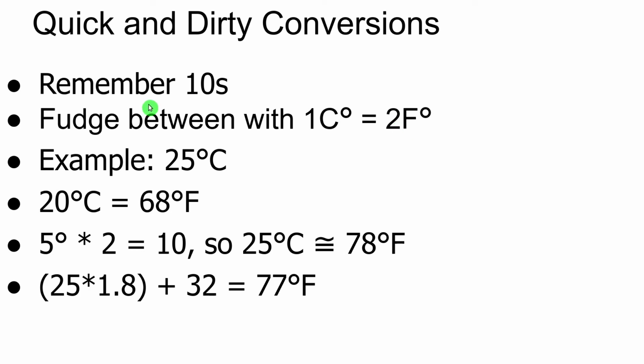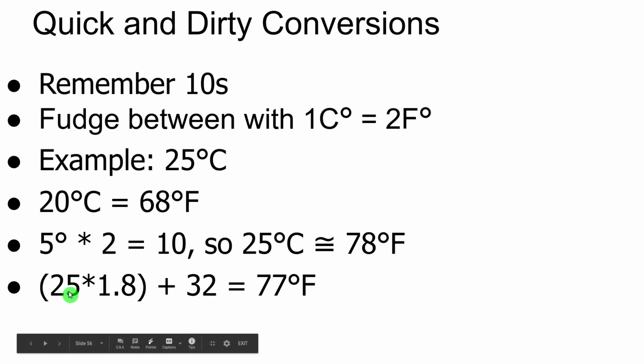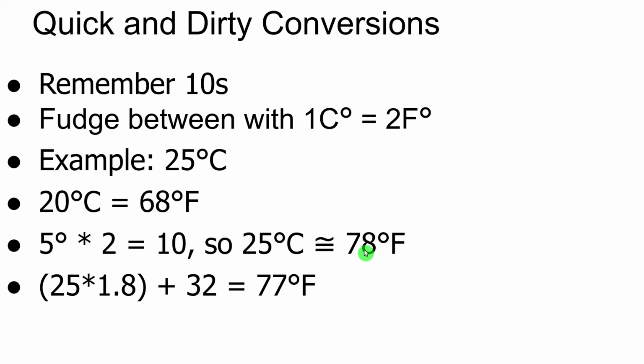And it's pretty close. So here's the actual formula. 25 Celsius times 1.8 plus 32 gets you 77 degrees. So our quick and dirty was 78. The actual answer is 77 exactly. But again, because the question was an integer, the answer is an integer. It just worked out to exactly 77 degrees even.